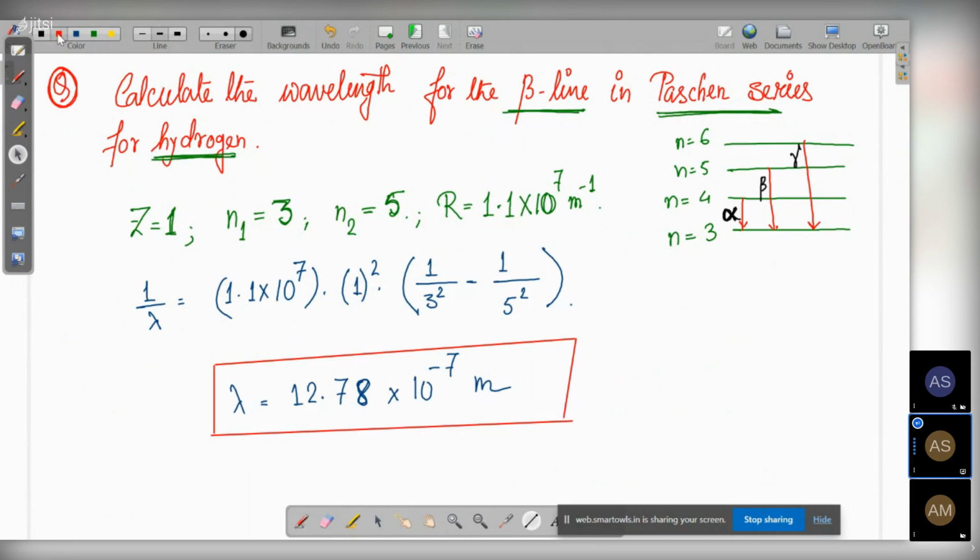Okay, so is this sum clear to both of you? Is the numerical clear to both of you? Yes, sir. Okay. So then let's move to the next one, next sum. We'll be doing different types of numericals that can actually come from this topic. So the first one was the most simple, and then we got a bit of variation where it said beta line.